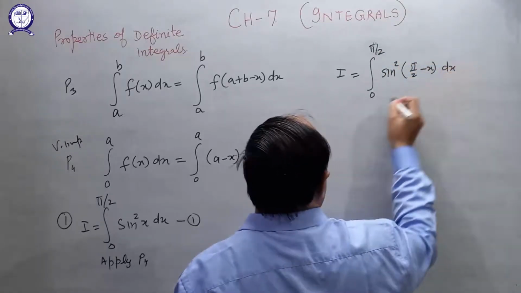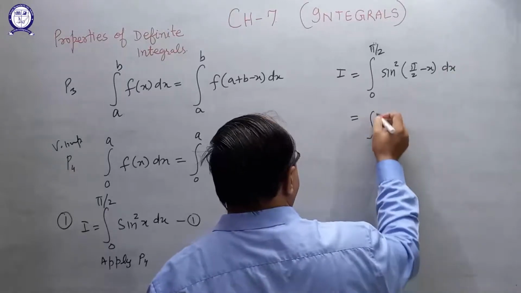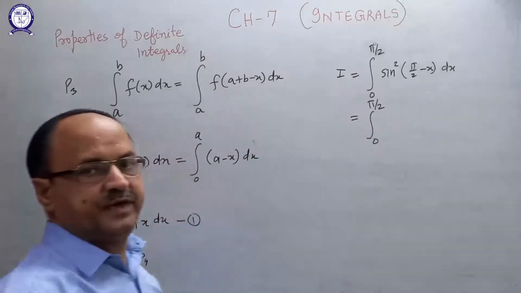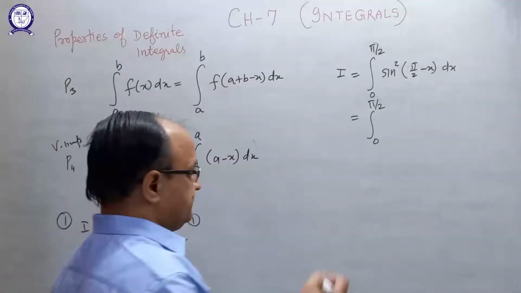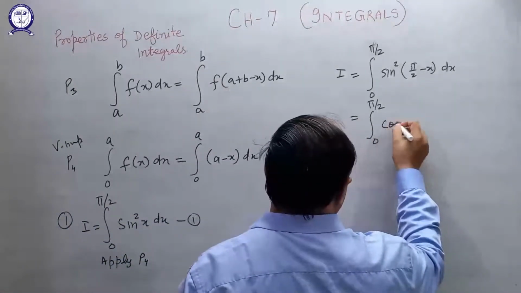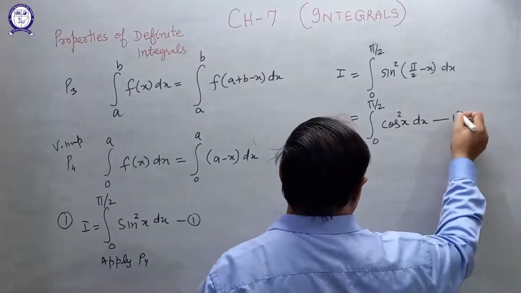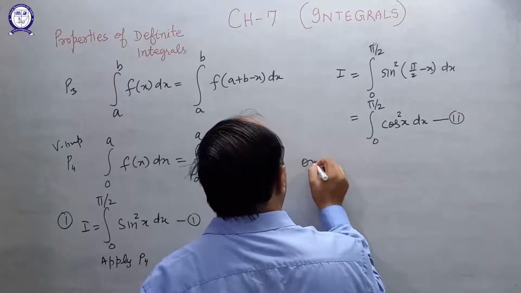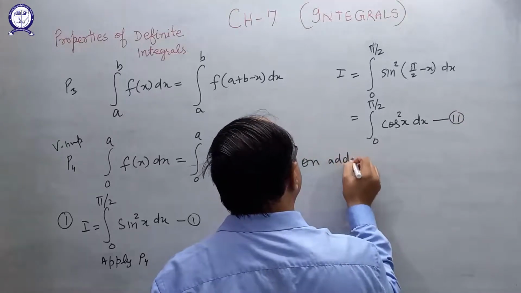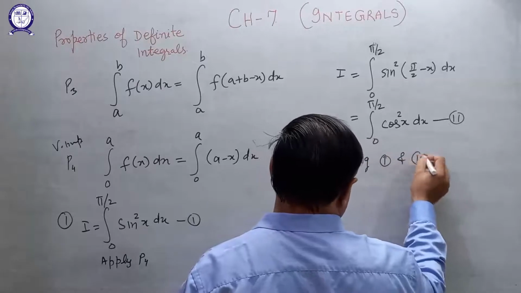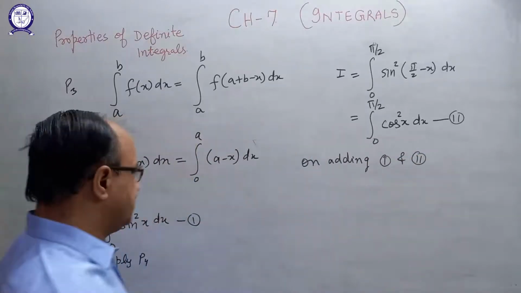Apply this property here: 0 to pi by 2, the sin 90 minus x property. Sin 90 minus x is cos x, so cos square x dx. This is the second equation. On adding first and second.